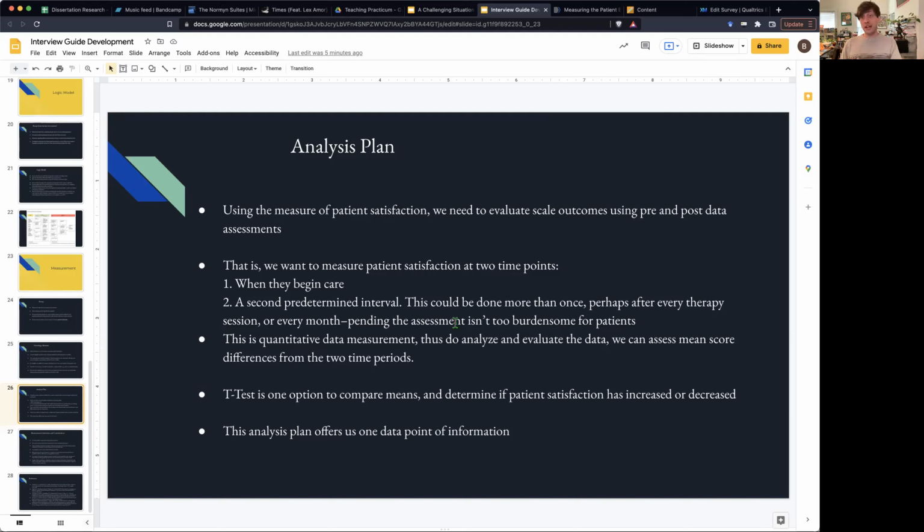And then you determine a second interval. It could be 1 month, or it could be a number of sessions into therapy. And you just want to be consistent with that. And then you can compare those two time points. And if you did more than two, say you do monthly assessments, you can continue to look and see how the progression has improved or decreased over time. One way to assess this would be to look at the means in these scales, the means of pre versus post data assessments. And one way you could do this would be using a t-test analysis.